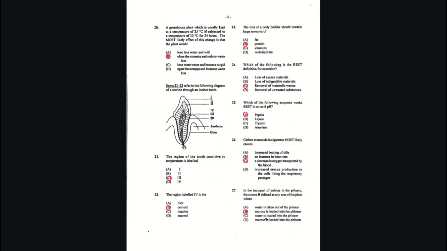Alright, now we're at number 20. A greenhouse plant, which is usually kept at a temperature of 25 degrees Celsius, is subjected to a temperature of 30 degrees Celsius for 24 hours, right? The most likely effect of this change is that the plant would close the stomata and reduce water loss. Let's read the question one more time. It says a plant that is usually kept at 25 is now at 30, so we know it's hotter than usual.